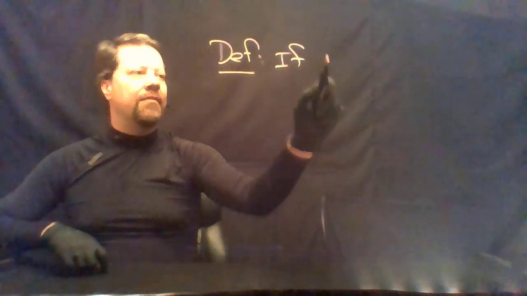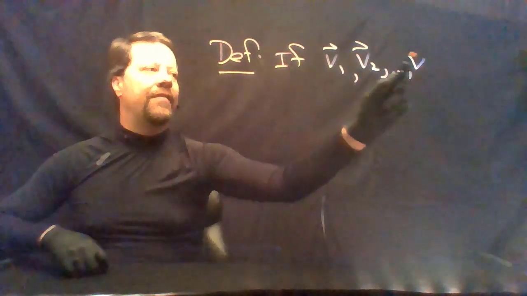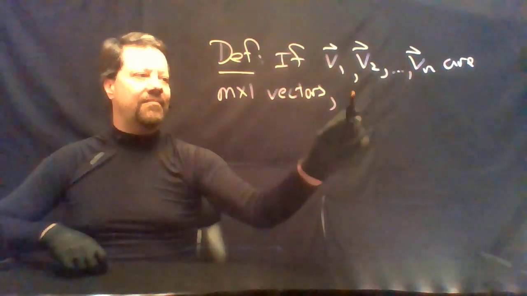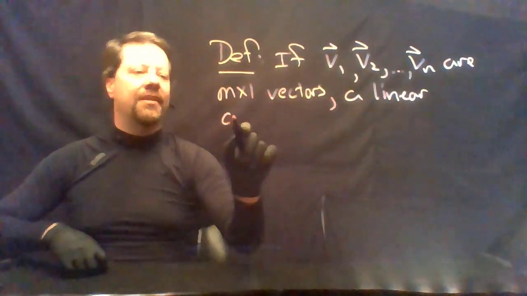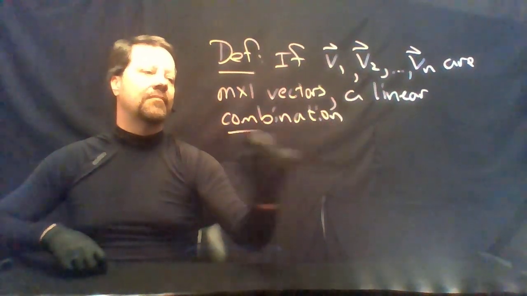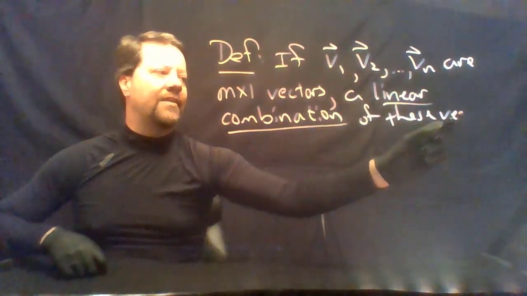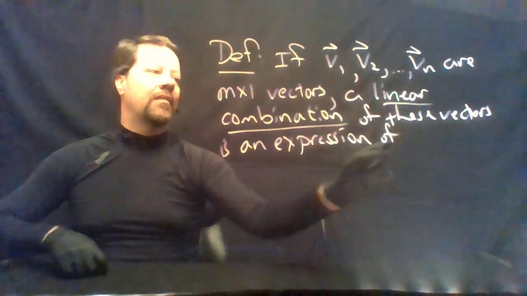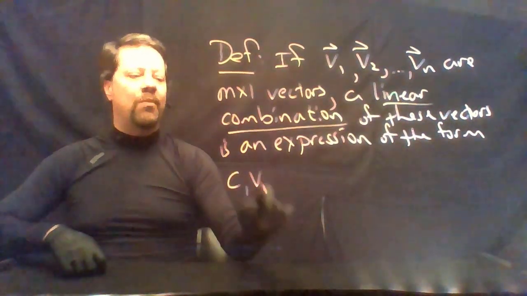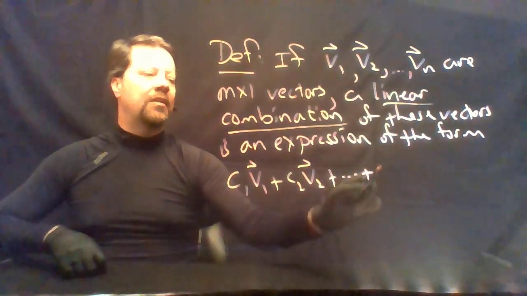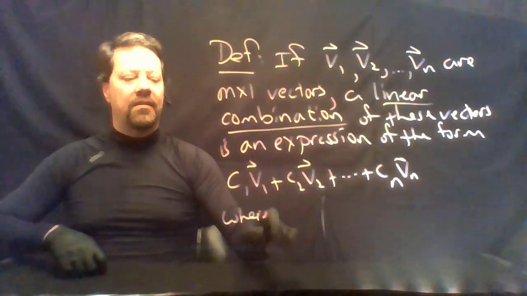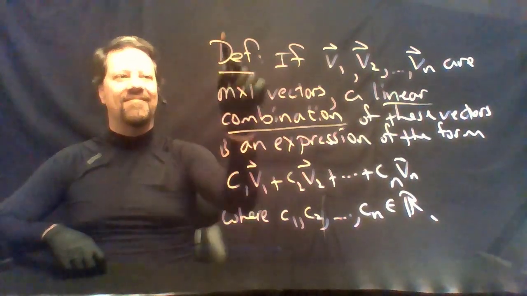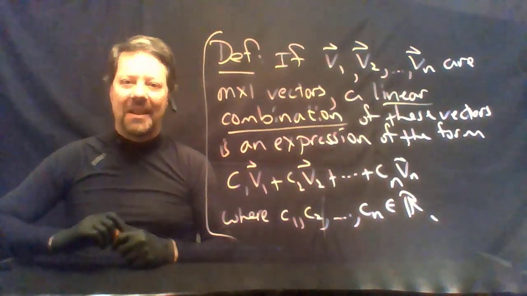If, say, V1, V2 through Vn are m by 1 vectors, a linear combination of these vectors is an expression of the form C1v1 plus C2v2 plus Cnvn, where C1, C2 through Cn are elements of the set of real numbers, or scalars. They could be complex numbers more generally.